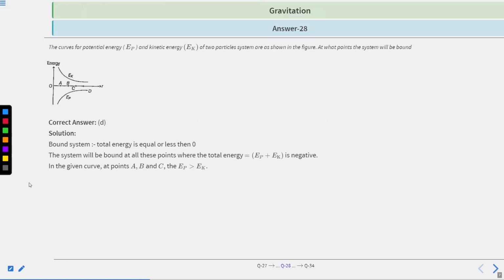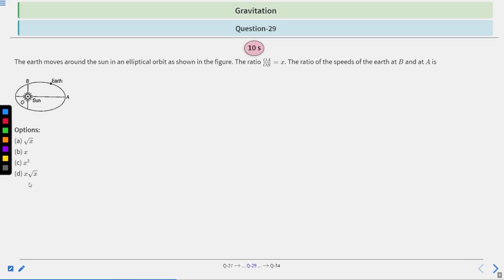Next question, question 29. The Earth moves around the Sun in an elliptical orbit as shown in the figure. The ratio OA to OB is equal to x, and the ratio OA upon AB is equal to x. The ratio of speeds of the Earth at B and at A is what?